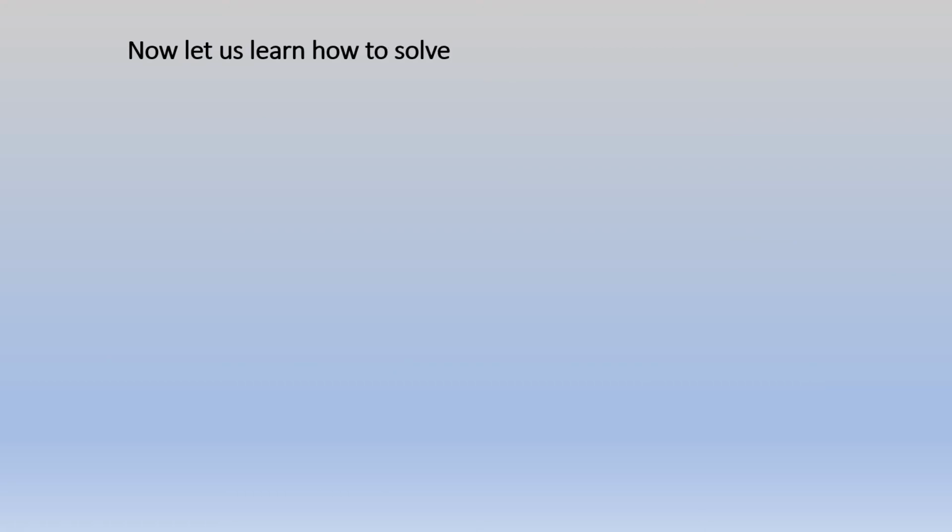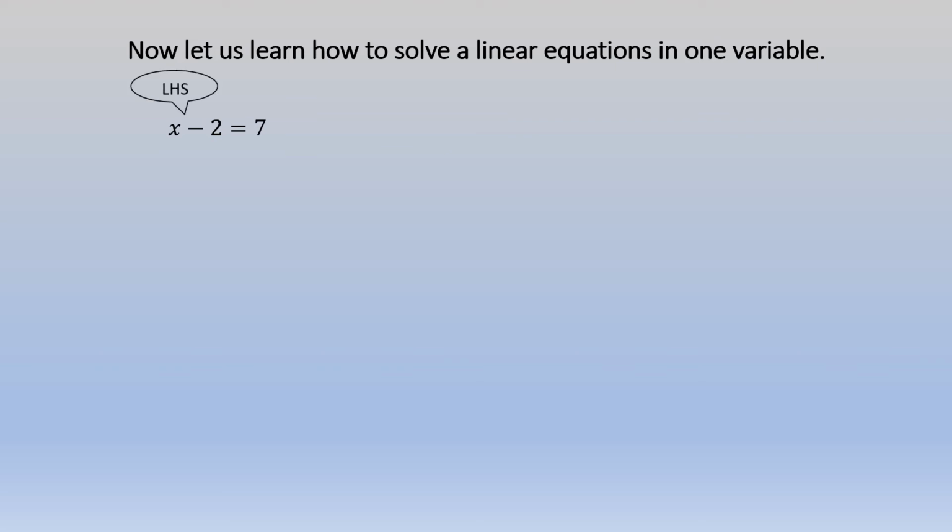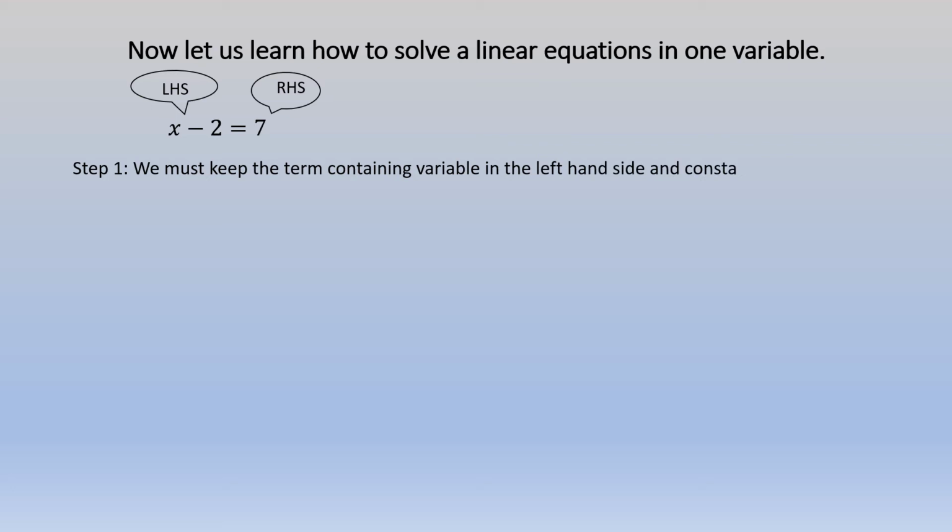Now let us learn how to solve a linear equation in one variable. Let us take this example. x minus 2 is equals to 7. x minus 2 is the left hand side and 7 is the right hand side. Step 1. We must keep the terms containing variable in the left hand side and the constants on the right hand side.